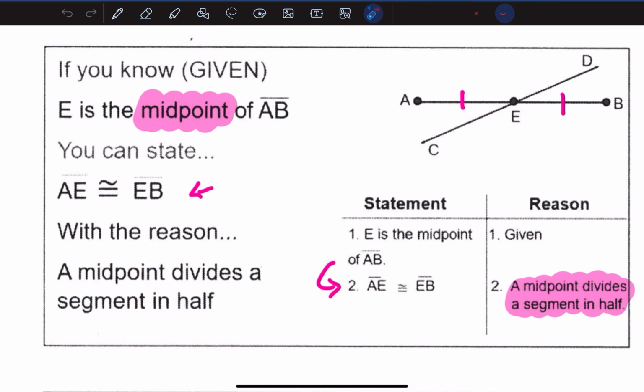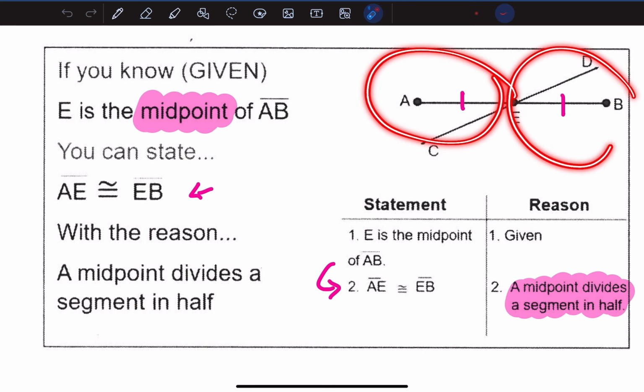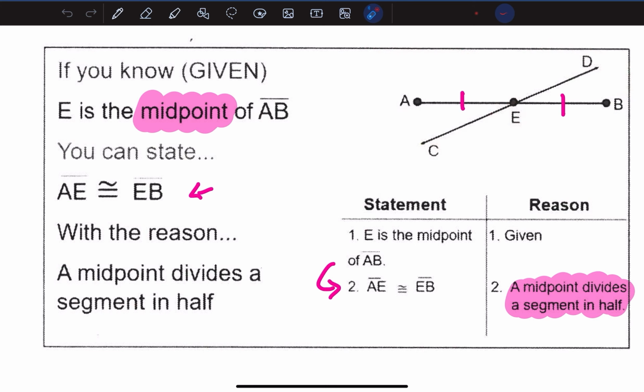So if we look at the first one, this is an example of the format of a two-column proof. If you are given that E is the midpoint of this segment, a midpoint cuts a segment into two congruent halves. Therefore, you know that AE is congruent to EB. When you write this as a proof, you start with the given, and then you say, because of this, I know that these two are congruent. The reason: a midpoint divides a segment in half. This is the definition of a midpoint.